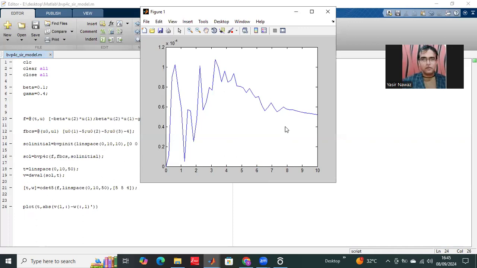So that's it. Today I solved the SIR model, the initial value problem, differential equations with initial conditions, with the Matlab solver bvp4c. bvp4c normally solves boundary value problems. In my upcoming video, I will try to solve some boundary value problems with bvp4c. But for today, I solved the SIR model initial value problem with bvp4c. I also compared the solution obtained by bvp4c and the solution obtained by the ODE45 solver. ODE45 is used for initial value problems, and bvp4c is used for boundary value problems.